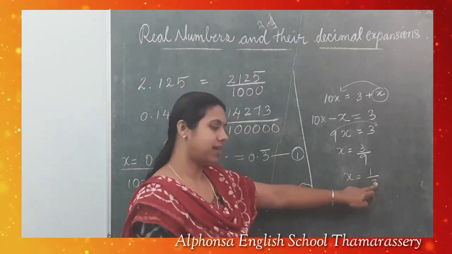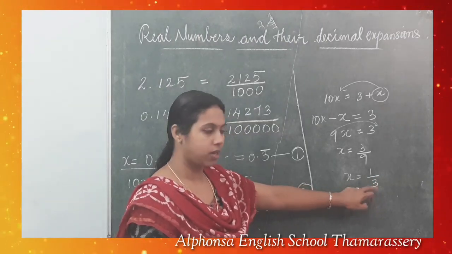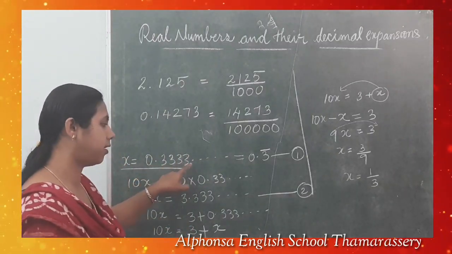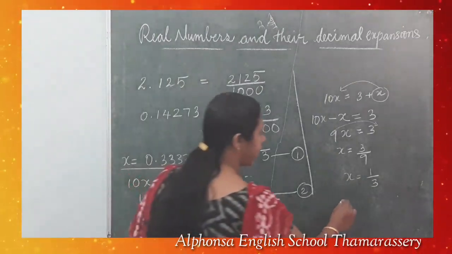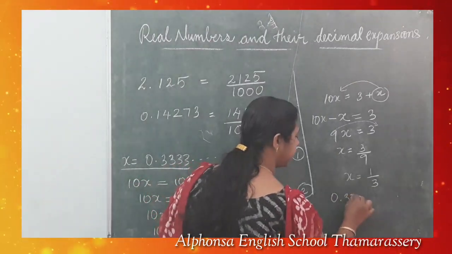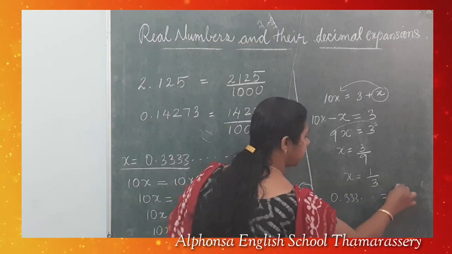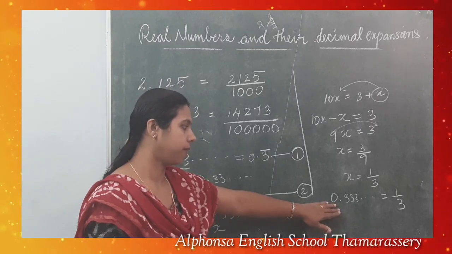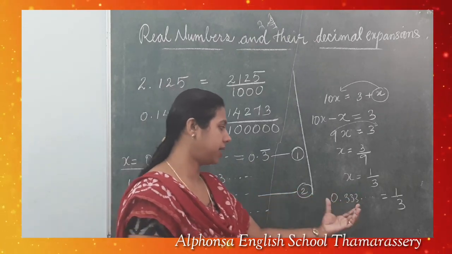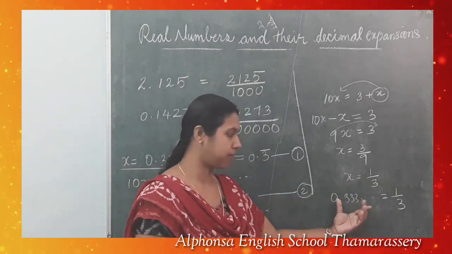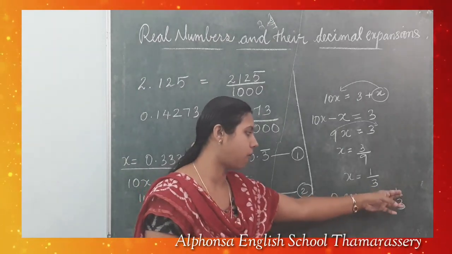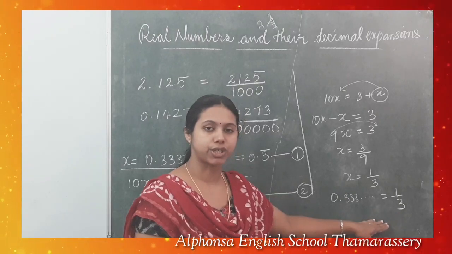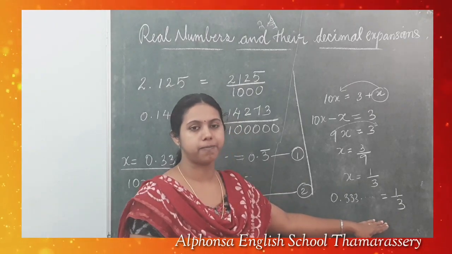Now 1 by 3 is in the form of p by q. Here we know the value of x: x is equal to 0.333 etc. So now we are getting 0.333 etc. is equal to 1 by 3. The decimal expansion of this 1 by 3 is a non-terminating repeating decimal expansion, which we can write in the form of p by q. So we can say that it's a rational number.